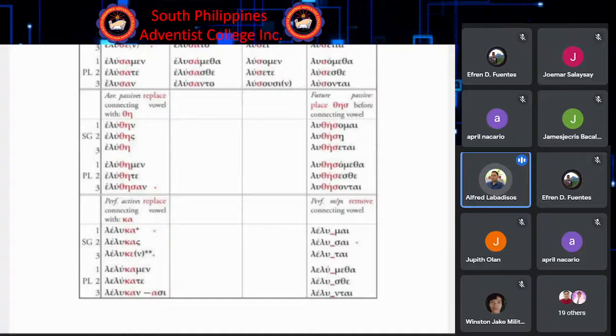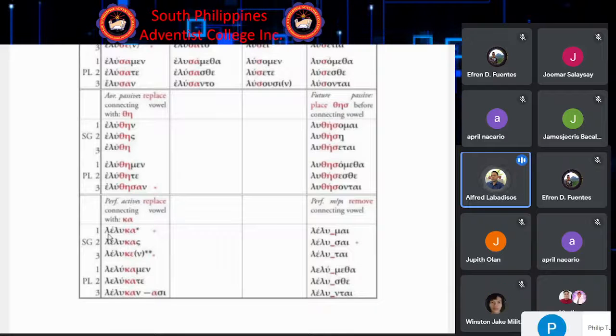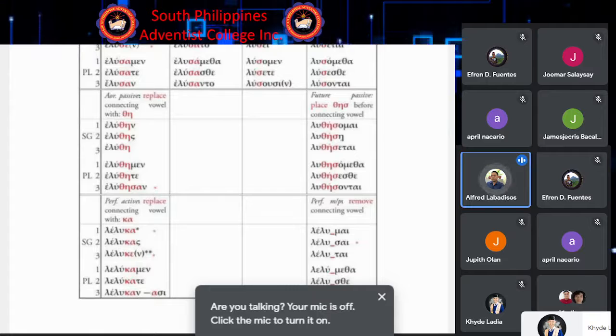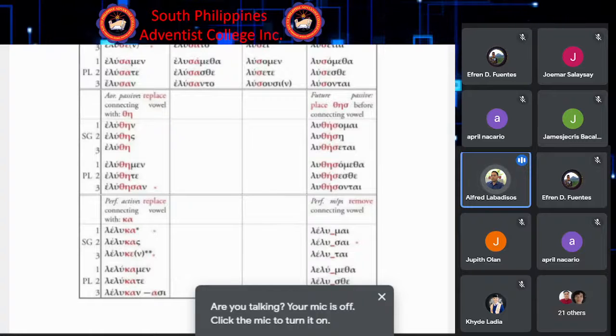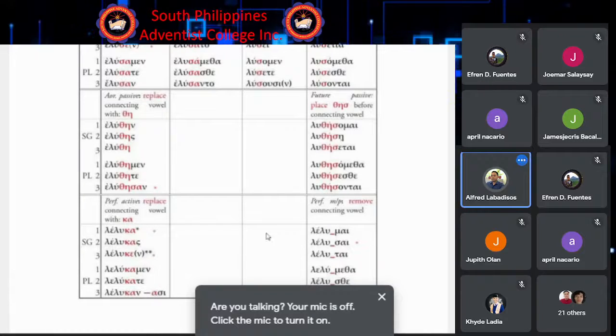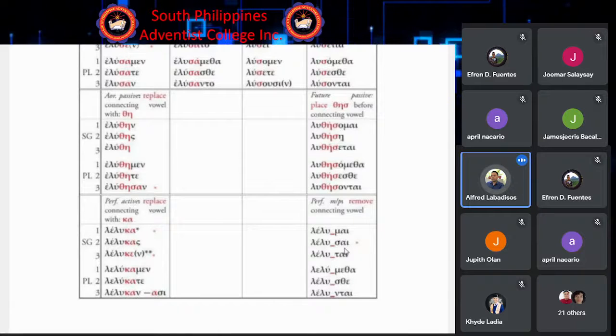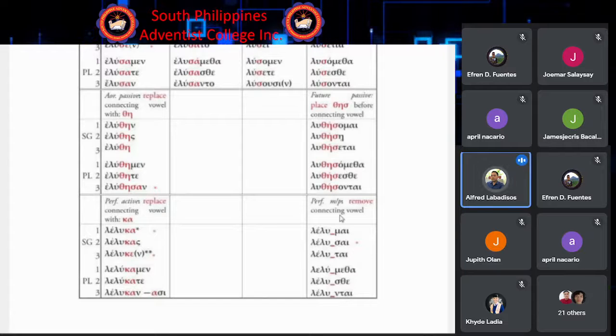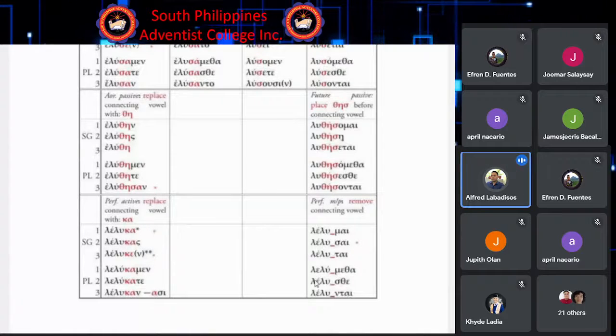Of course, we have also the reduplication process here. We will discuss this later on, the so-called reduplication of the verbal stem. Again, for now, just memorize the endings. We have leluka, lelukas, leluke, lelukamen, lelukate, lelukan for the active perfect. Then for the middle or passive perfect, we have mai, sai, tai, metha, sthe, ntai. So these are the endings.